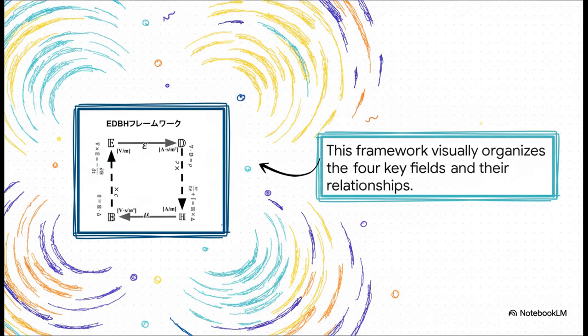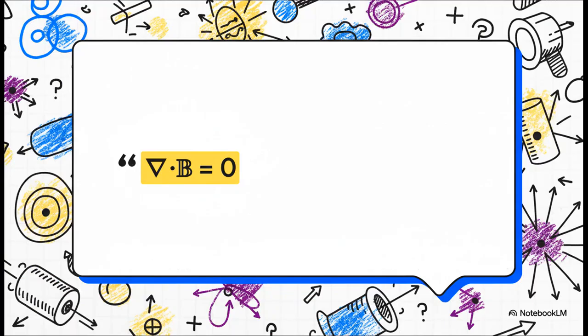We've got the electric field, that's E, and the magnetic flux density, B. Those describe the fundamental forces. But then we also have D, the electric flux density, and H, the magnetic field. These guys account for how those fields behave when they're inside different materials. And you can see this framework shows how they're all interconnected through those two ideas we just talked about, divergence and curl.